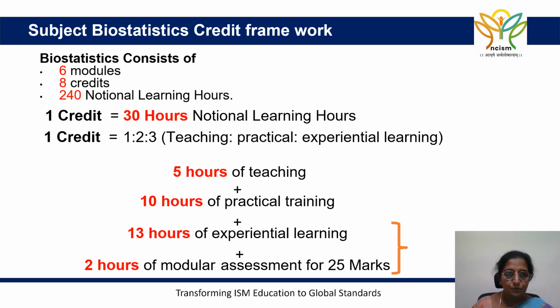So, in repeating, biostatistics course consists of 6 modules, 8 credits, 240 notional learning hours. 1 credit is equal to 30 notional learning hours. 1 credit is divided in the ratio 1:2:3 of teaching, practical training and experiential learning. That is 5 hours of teaching, 10 hours of practical training, 13 hours of experiential learning with 2 hours of modular assessment for 25 marks.